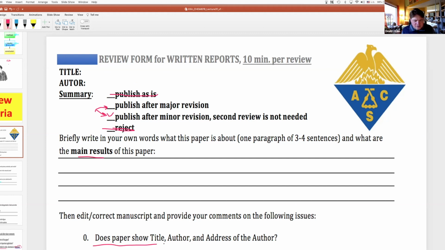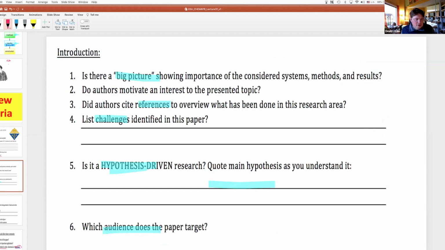Some forget to put title, author, and address. Do not put your home address. Put NDSU, for example. It's a standard practice in the community. Introduction. Is there a big picture? Like, is there motivation, importance, motivation to focus on this topic, other references, and other challenges.